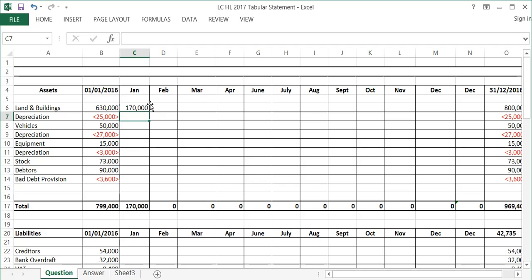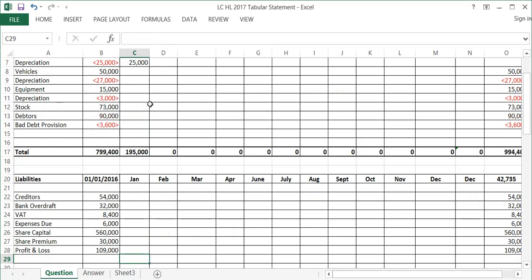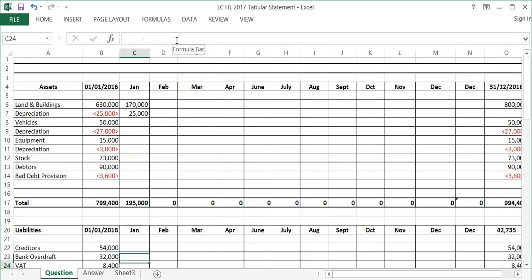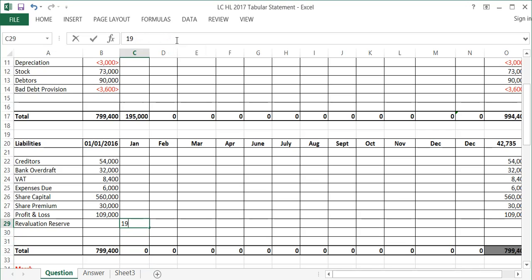When you revalue land and buildings, you have to take out the depreciation. The depreciation of land and buildings at the moment is 25,000, and that's a minus. So to take it out, we're going to put in plus 25,000. And then down below in liabilities, we're going to open up what's called a revaluation reserve. And we're going to put in the total amount from above here, which is 195,000. And each month these should balance as we go along.